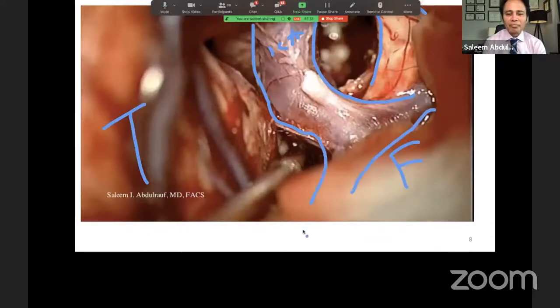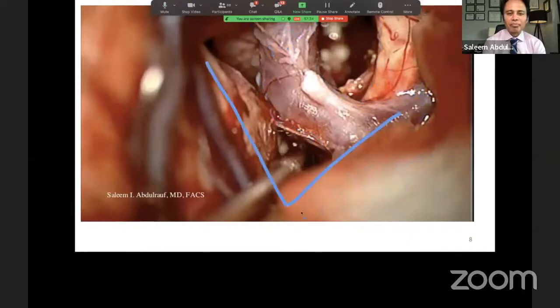the middle cerebral artery and the anterior cerebral artery here. So that's orientation to the approach. This angle right here is the sylvian fissure. We're coming through the sylvian fissure on the left side to enter this area.